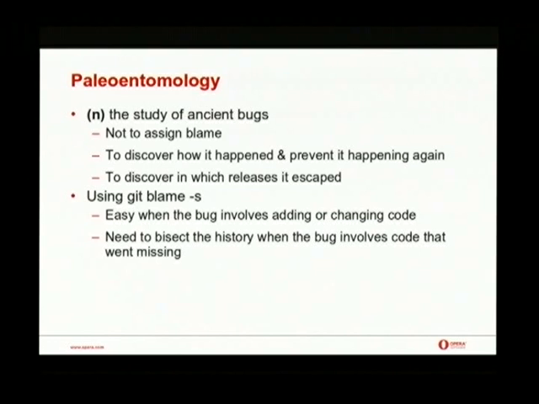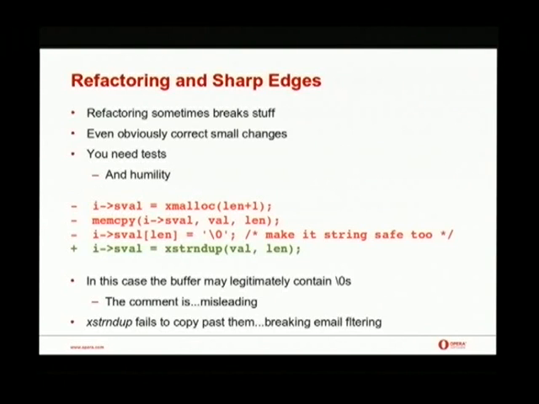Git blame -s is your friend. Sometimes you need to manually bisect things. Refactoring and sharp edges. Oh yeah.